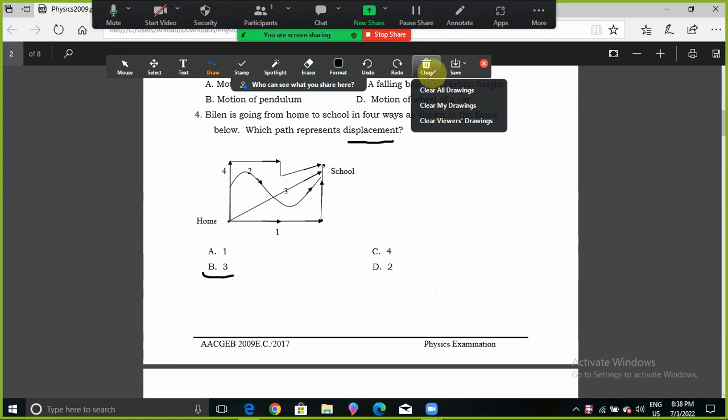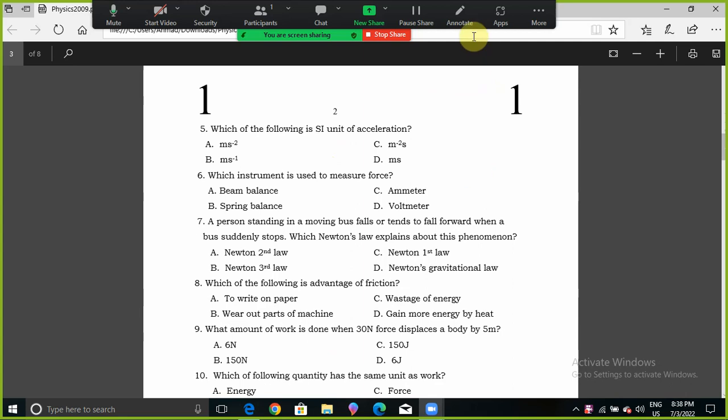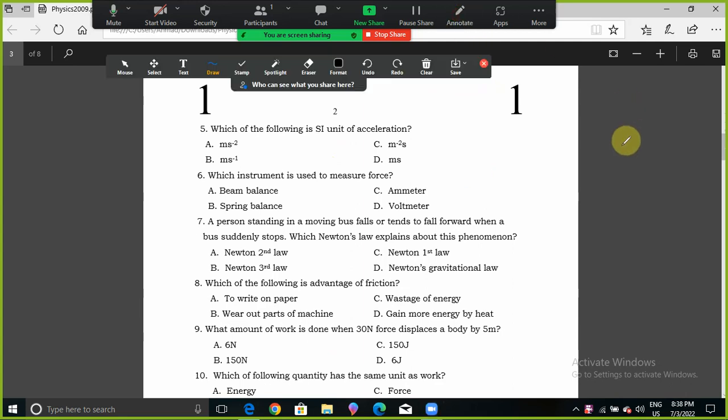Now let's go for question number 5. Question number 5 says, which of the following is a unit of acceleration? A is meter times second the power of -2, then meter times second the power of -1, meter the power of -2 times second, and meter times second. Now the unit of acceleration, as we know before, is meter over second the power of 2, right?